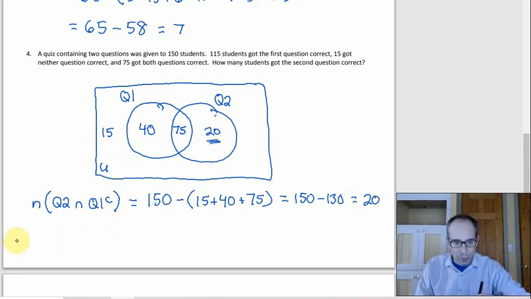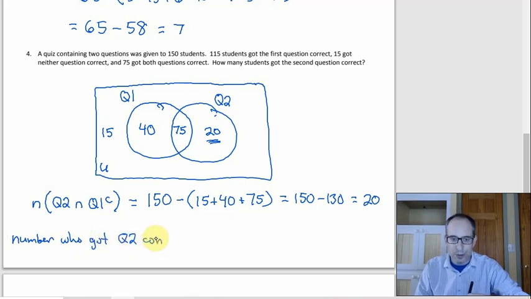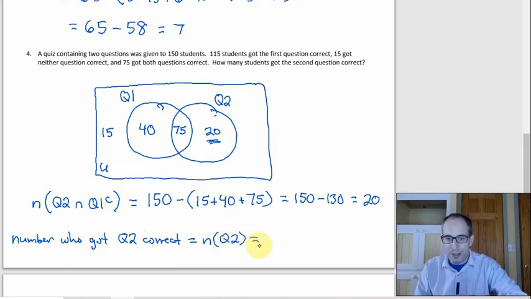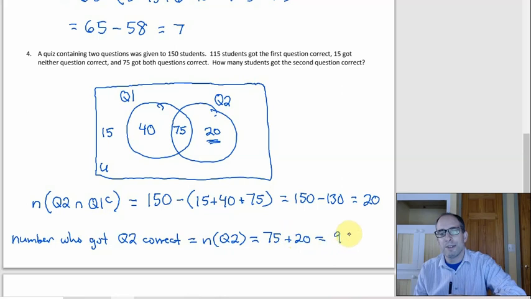And then we want the number who got the second question correct. So I'll just say number who got Q2 correct, which if you wanted to write this as a cardinality, it would just be N of Q2. And Q2 has two parts, right? The part that's in the overlap with Q1 and then the part that's not. You've got to add those two together to get the cardinality of the whole Q2 circle, which would be the number of students that got the second question right. So that's going to be 75 from the overlap plus that 20 that we just got. And so the answer is 95.